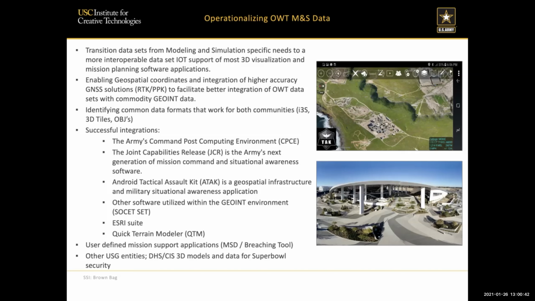The first step was to enable the geospatial coordinates that were resident within the imagery. That would enable us to drop it in the right place in space. The second piece of that was to neck down the geospatial coordinates. The GPS receivers on a lot of these commercial off-the-shelf UAS systems are not very good. So we were able to go in and find RTK, PPK, survey grade GNSS to allow us to get that data set into a tighter formation.